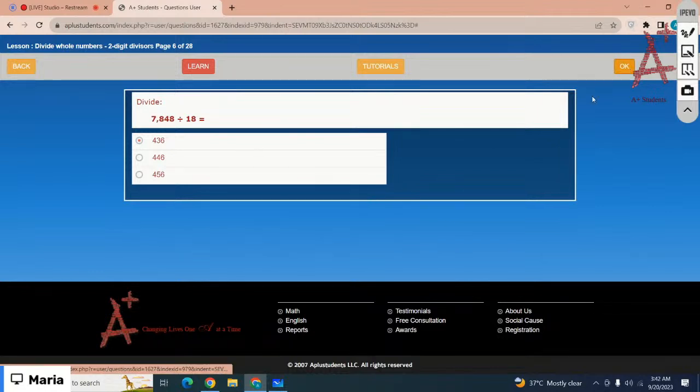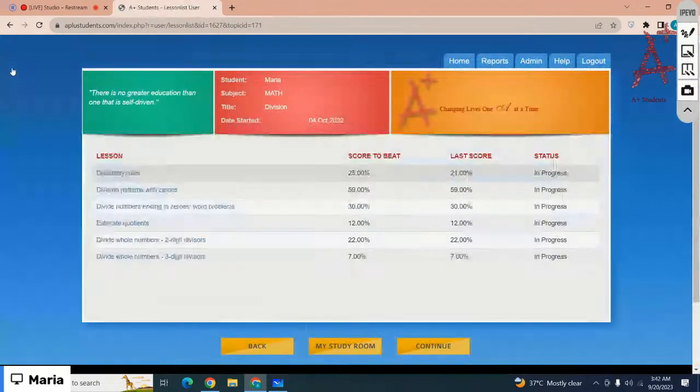Okay, you can complete the lesson by yourself later today. So, the next one is divide whole numbers, three-digit divisors. That is exactly the same, you have to do the long division method, right? So, we're working on grade 6 math. We are done with the chapter on division. The lessons we have covered today are divisibility rules, division patterns with zeros, divide numbers ending in zeros word problems, estimate quotients, divide whole numbers two-digit divisors, and divide whole numbers three-digit divisors.